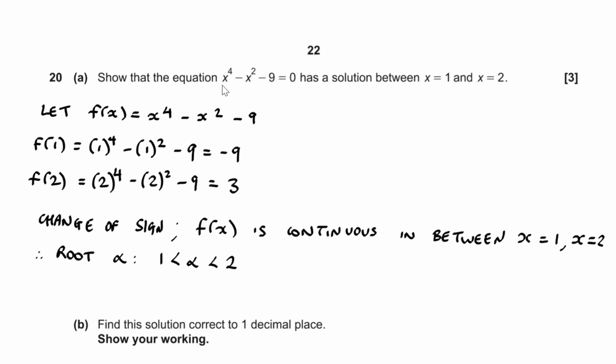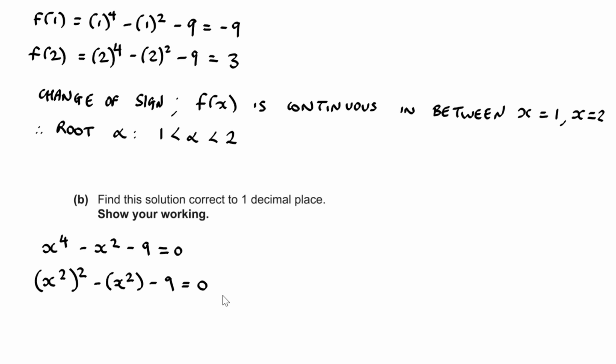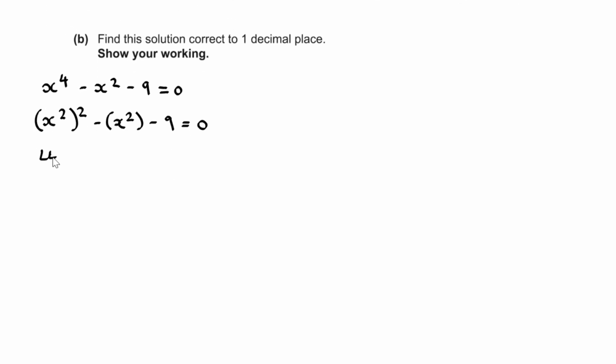And another way we can do this, and it's quite difficult to spot, is to recognize here we've got a hidden quadratic. That's because x squared squared is x to the 4. So we've got x to the 4 minus x squared minus 9 equals 0. If I rewrite x to the 4 as x squared squared, then we've got x squared squared minus x squared minus 9 equals 0. At this point, you can make a substitution. Let t equal x squared, and we've got t squared minus t minus 9 equals 0.